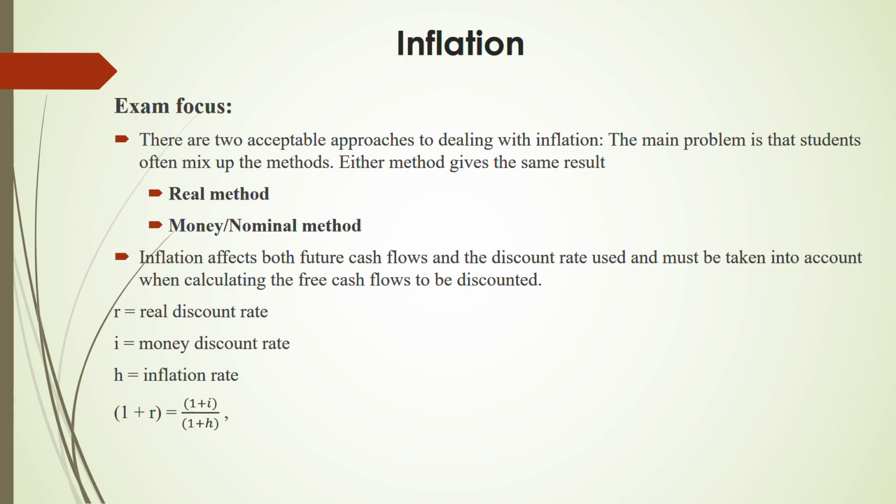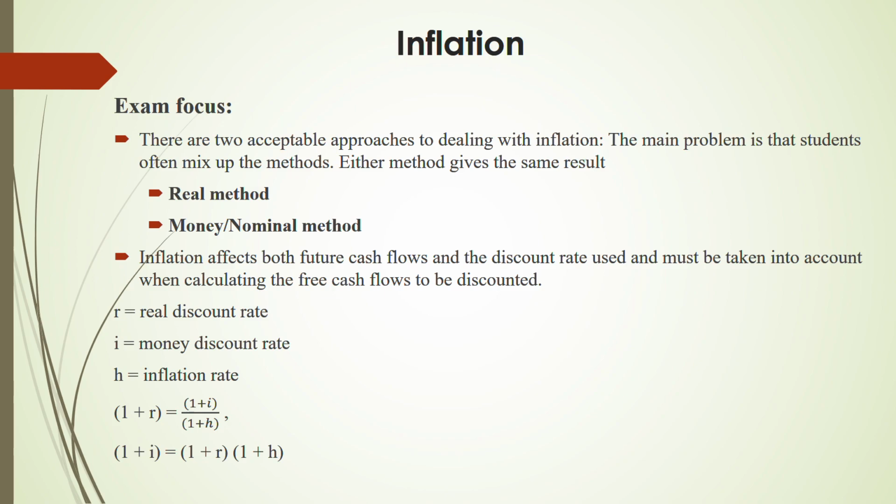Which is known as 1 plus R equals 1 plus I divided by 1 plus H. Hence, when you solve it, just multiply the two sides, and it becomes 1 plus I equals 1 plus R into 1 plus H. That means 1 plus nominal discount rate equals 1 plus real discount rate times 1 plus inflation. So you have to multiply, after adding 1, the real discount rate factor with the inflation factor, and minus 1, bring the 1 to the other side, and then you will get the nominal discount rate.